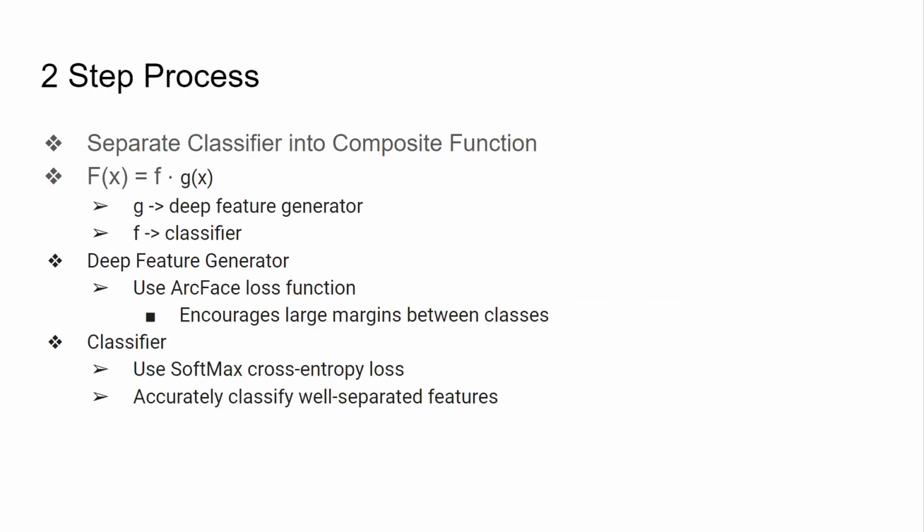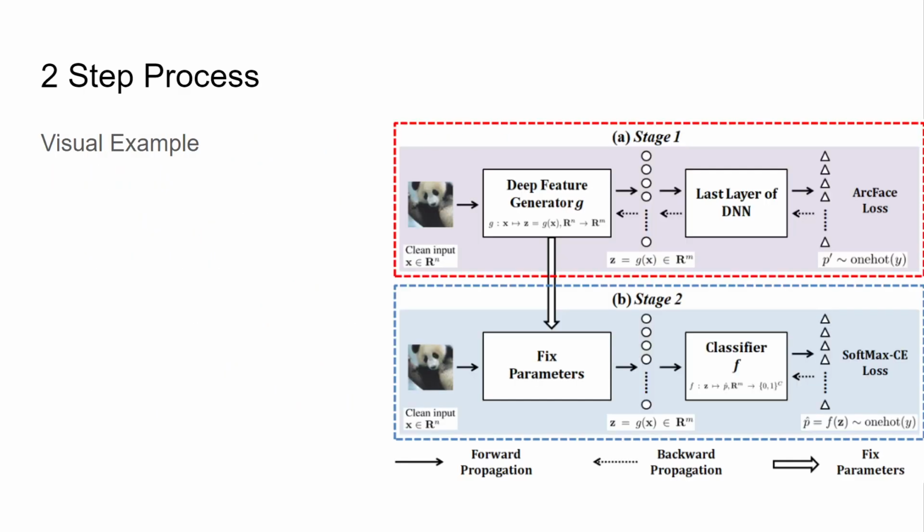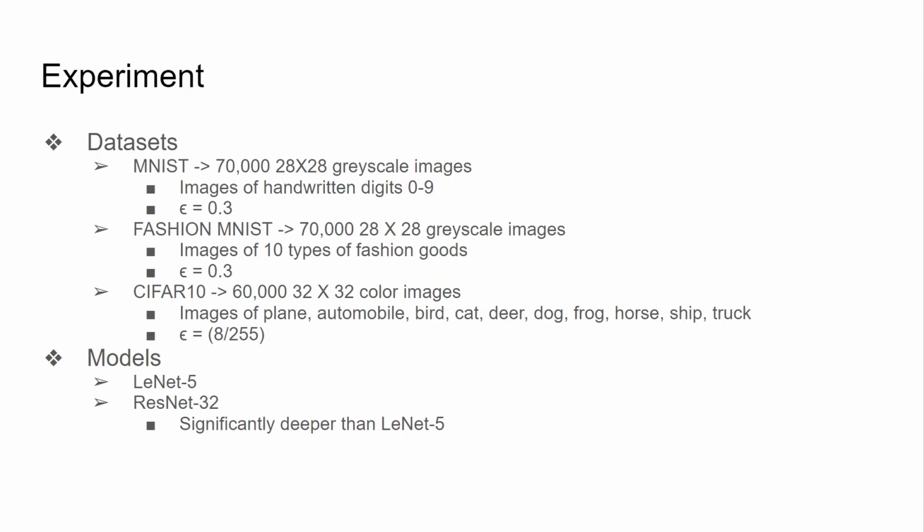So this is the process. Basically what you do is you have a deep feature generator, and then you feed that into a classifier. The feature generator uses an ArcFace loss function, which encourages large margins, and then you feed that into the softmax cross entropy loss function, which accurately classifies the now well separated features that the feature generator gives you. Here's a visual example. So basically you take an ArcFace loss with the feature, and then you feed that into the classifier.